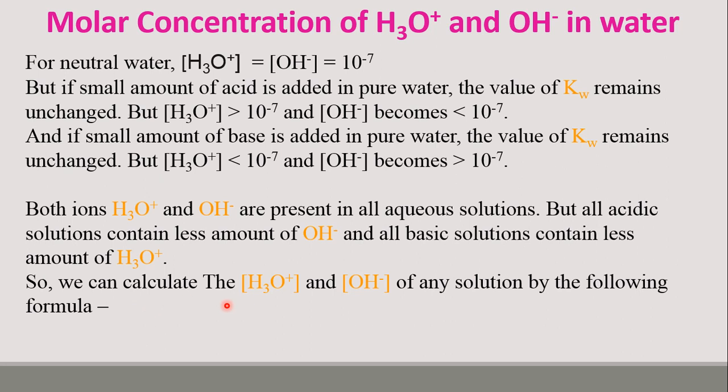So, we can calculate both ions, hydronium ion and hydroxyl ion, of any solution by the following formula. If you want to calculate the concentration of hydronium ion, then hydronium ion concentration equals Kw divided by concentration of hydroxyl ion, and concentration of hydroxyl ion equals Kw divided by concentration of hydronium ion. So, now using this formula, we can do some problems.